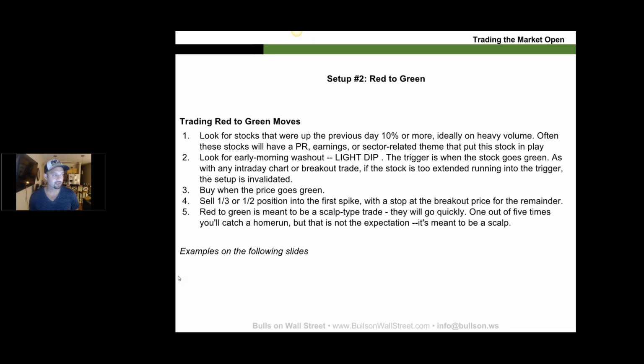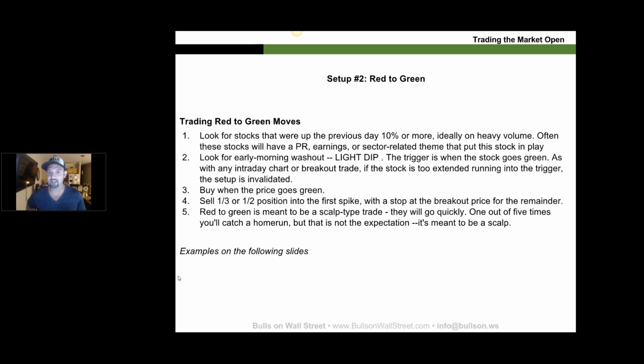So now, let's talk about another setup. I really like this type of setup. This is a setup that you're usually going to take right at the open, only if you see this very, very specific instance. Now, red to green moves is not a setup in itself. It's a trigger for 5 or 6 different types of setups. I'm going to show you one of them, but I use them for all different types of setups, including rubber band setups and opening moves. It's a trigger for specific setups.